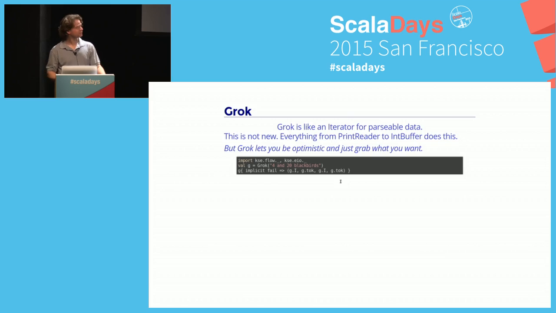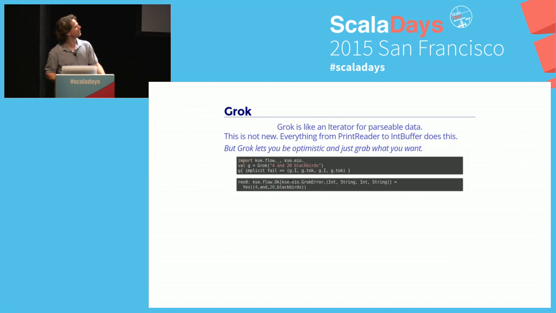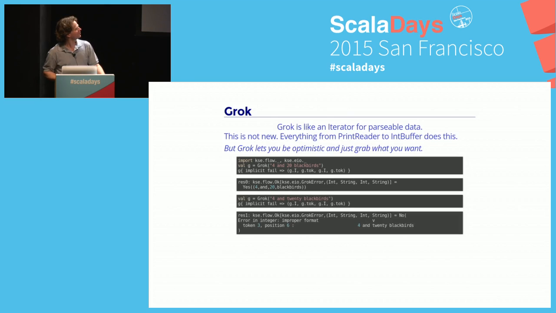Okay, so you can run that, and it gives you an answer. Yes, it worked. 4 and 20 blackbirds, and it's typed appropriately. You can see over here it's typed appropriately. Okay, that's nice. Well, what if we do this? Oops. Then it says, oh no, that's no good. Error in integer, improper format. Okay, so that seems like it's working as designed.